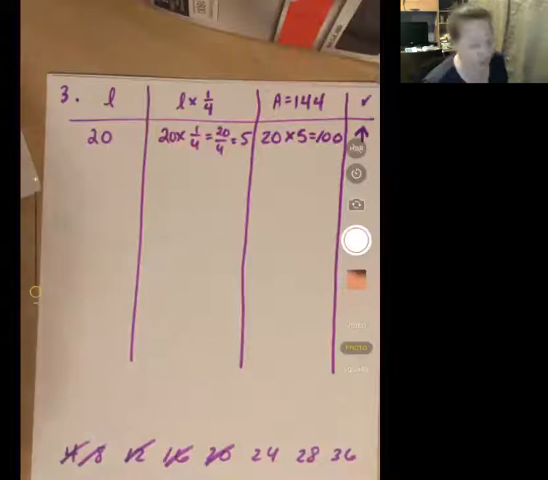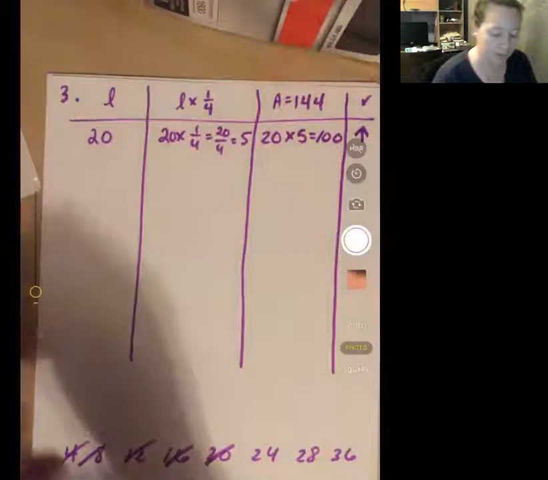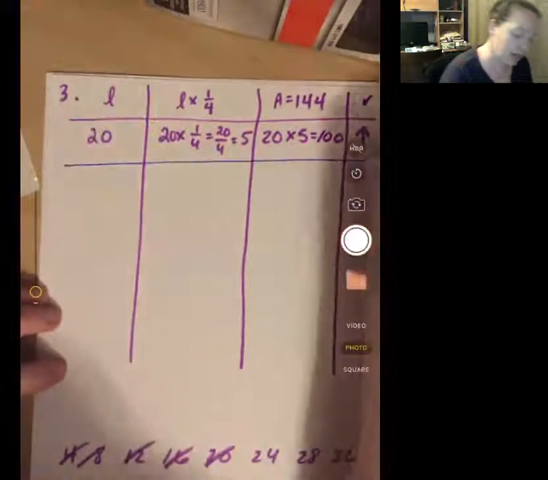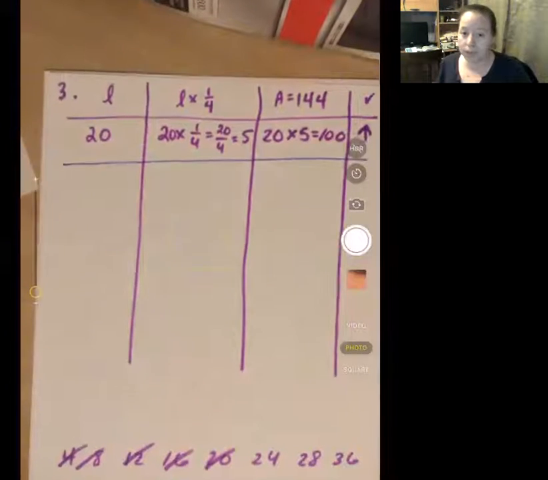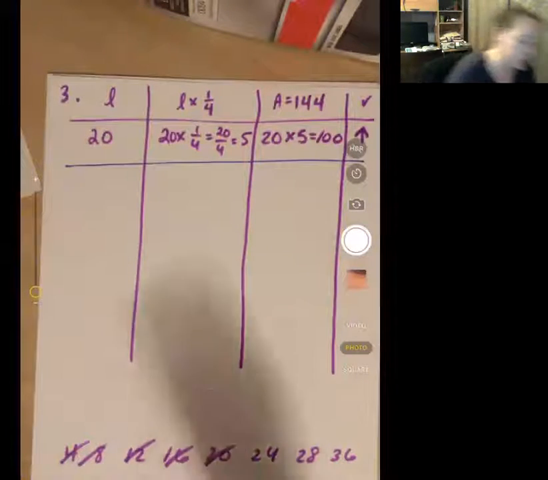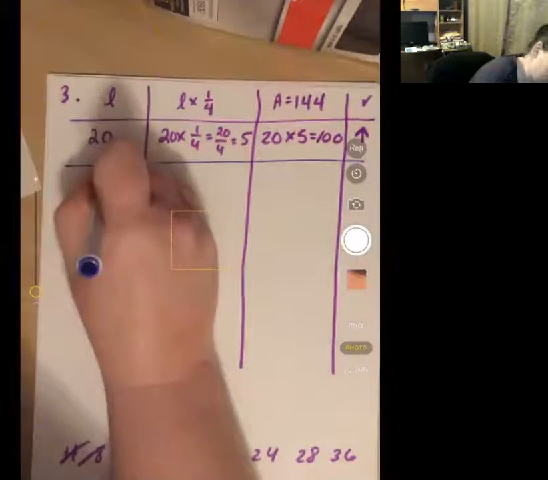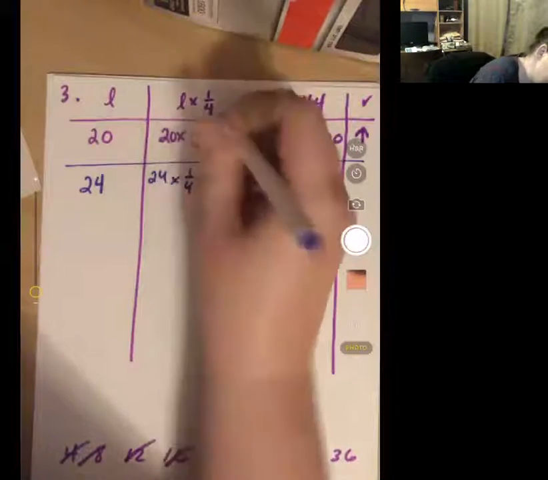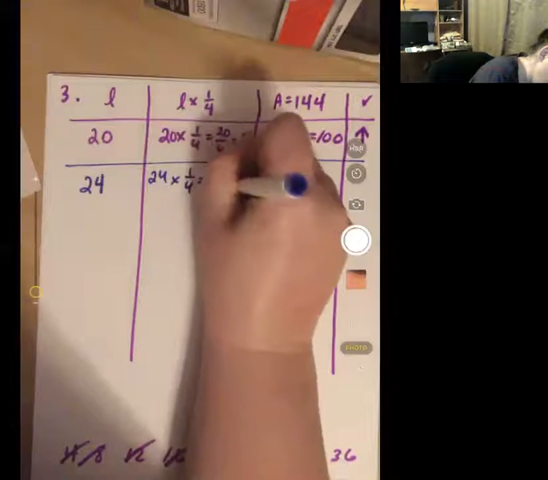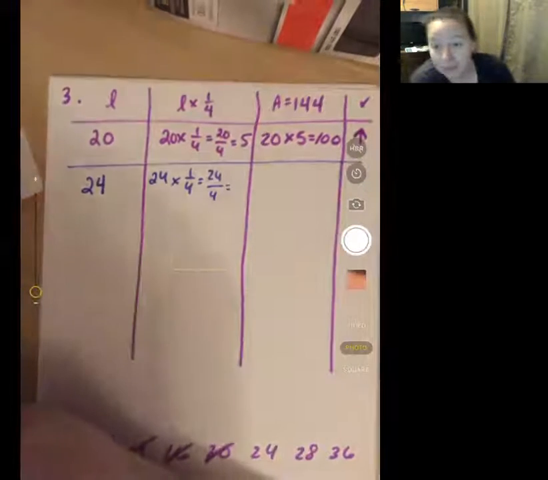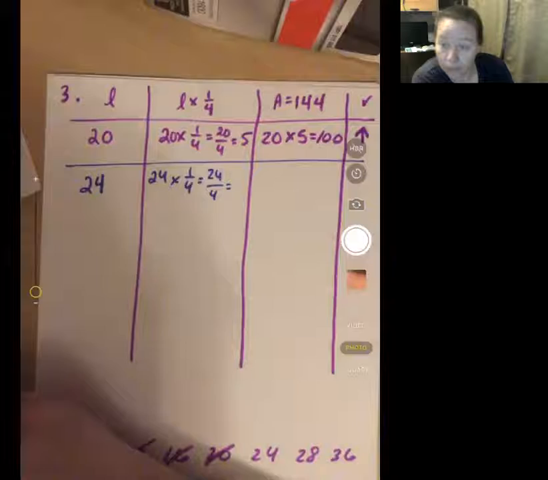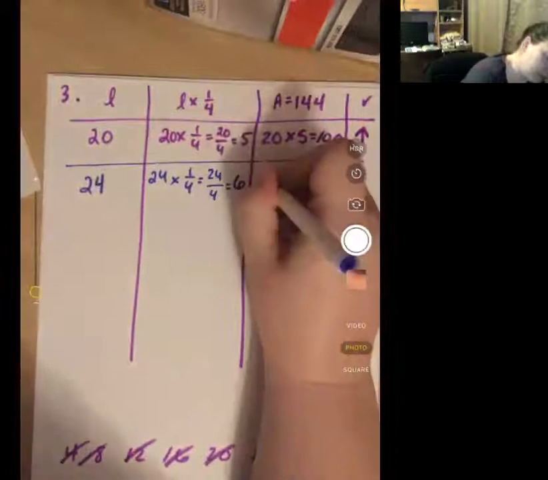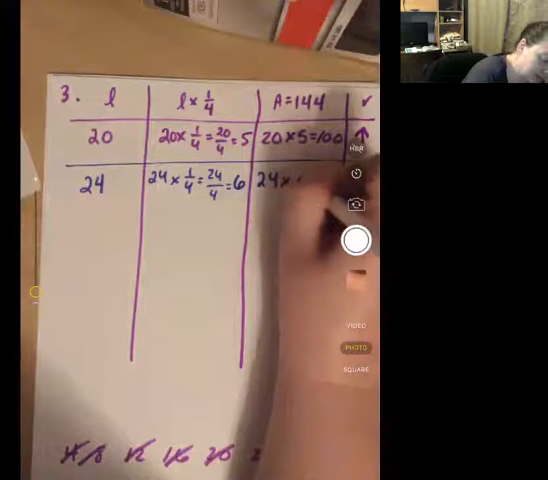So let's see if we can figure this out. Next problem, next try. 100 isn't too much below what I want, so let's actually try the 24 and see if that works. So if I have 24 times 1/4, it is equal to 24 over 4. 4 times what gives us 24? 6. So now let's try 24 times 6.